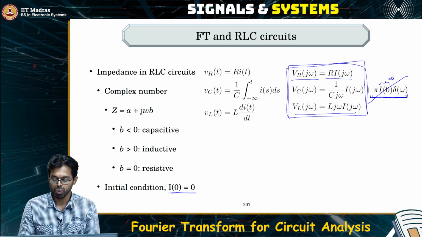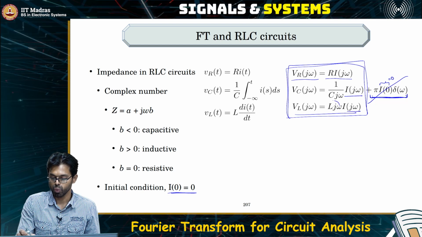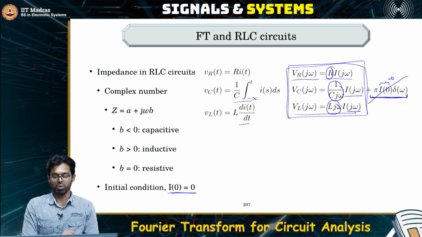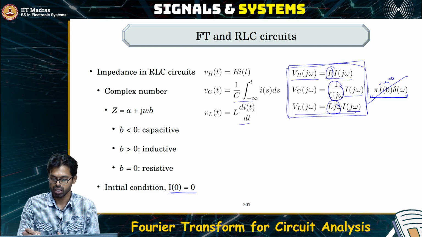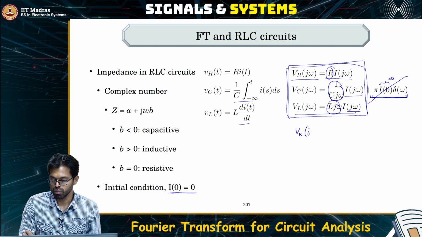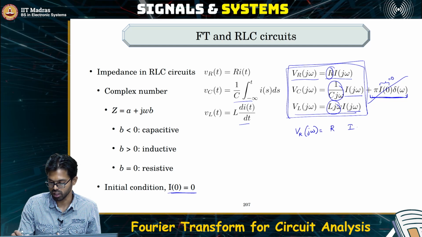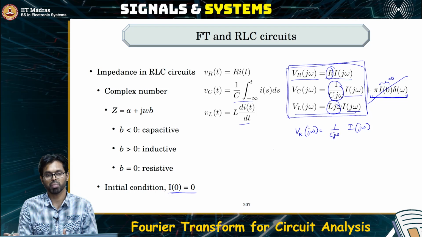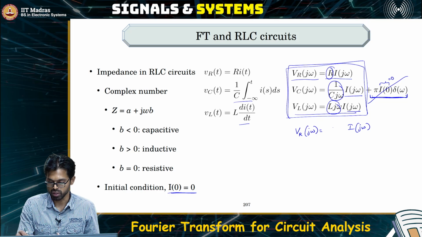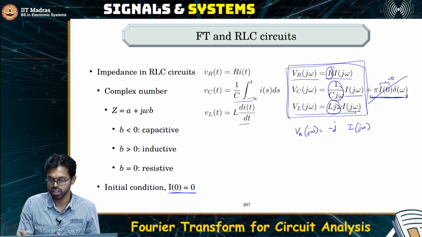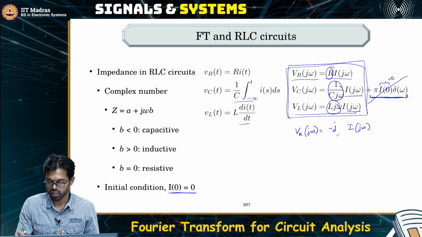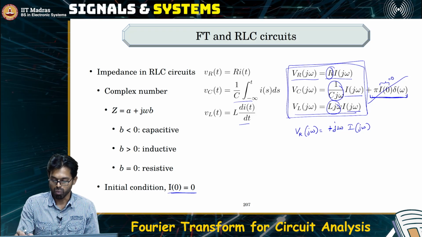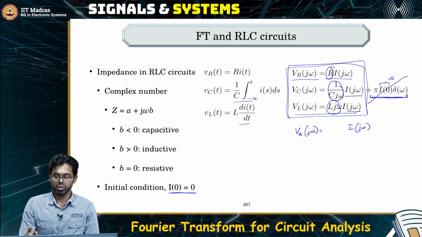What we have here is now a simple product of the current with some complex number. We don't have to do the integration, derivative and all those things. If it is a resistor, then the voltage is simply R times the current. If it is a capacitor, it is still a product, but the product is now with a different complex number. In other words, this is minus j over C omega. If it is an inductor, it is plus j L omega.